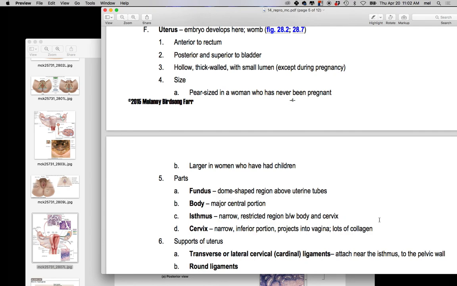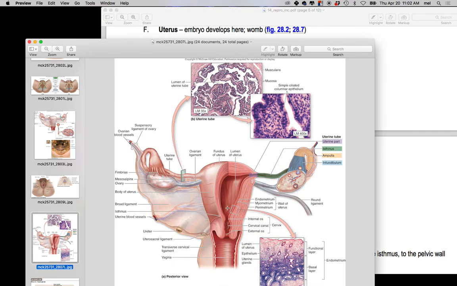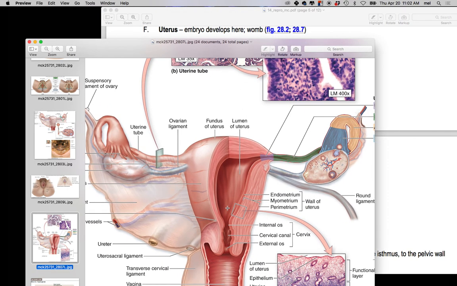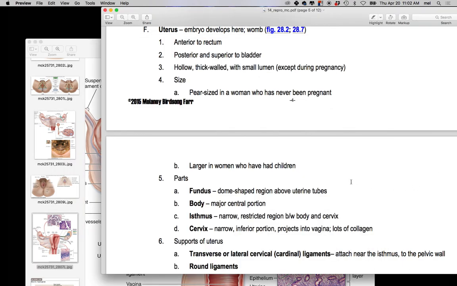Okay, so let's talk about the uterus. The parts of the uterus: this is, of course, the womb, right? This is where the baby would develop. This is the fundus, the rounded part on top. This is the body of the uterus, then the isthmus of the uterus, and then this is the cervix. Most people have no idea where the cervix is. So let's talk about function and structure of the uterus and also histology of the uterus.